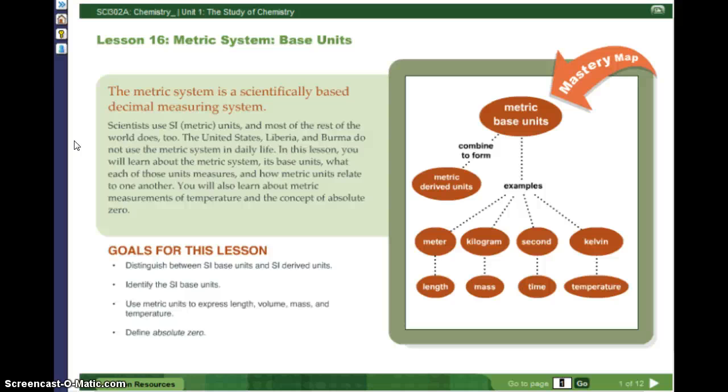Goals for this lesson: distinguish between SI base units and SI derived units. Identify the SI base units. Use metric units to express length, volume, mass, temperature, and define absolute zero.